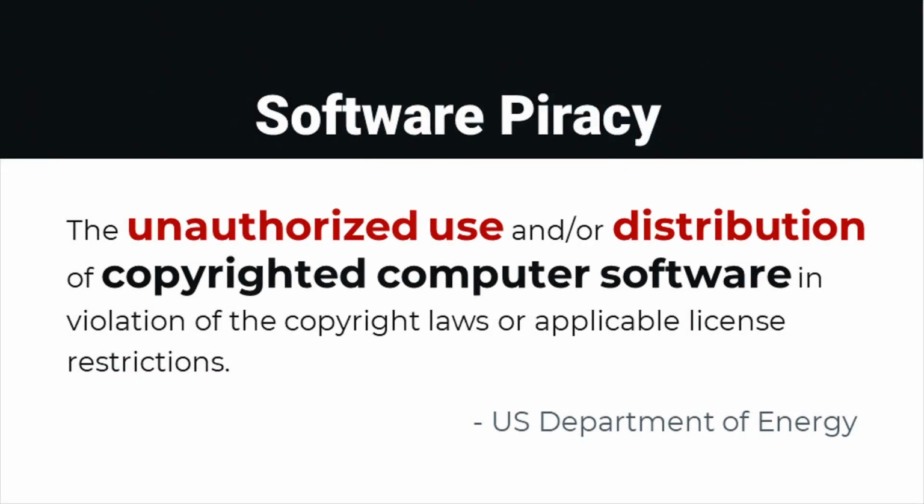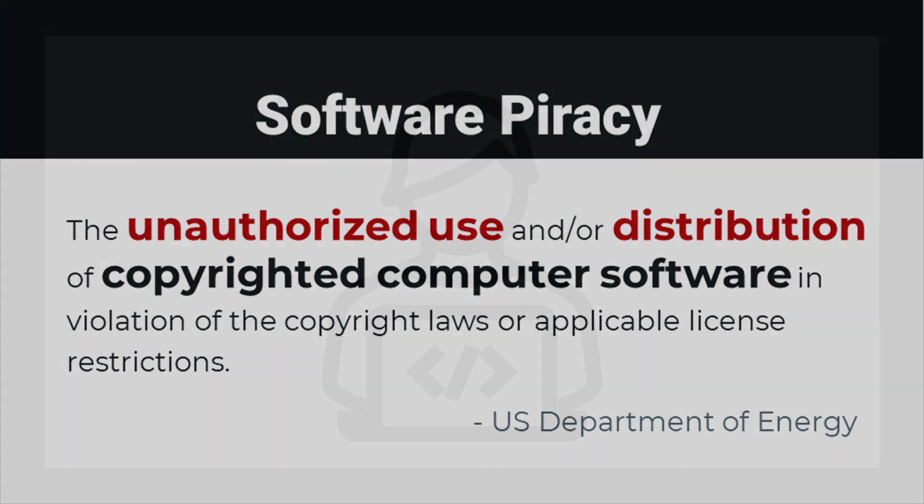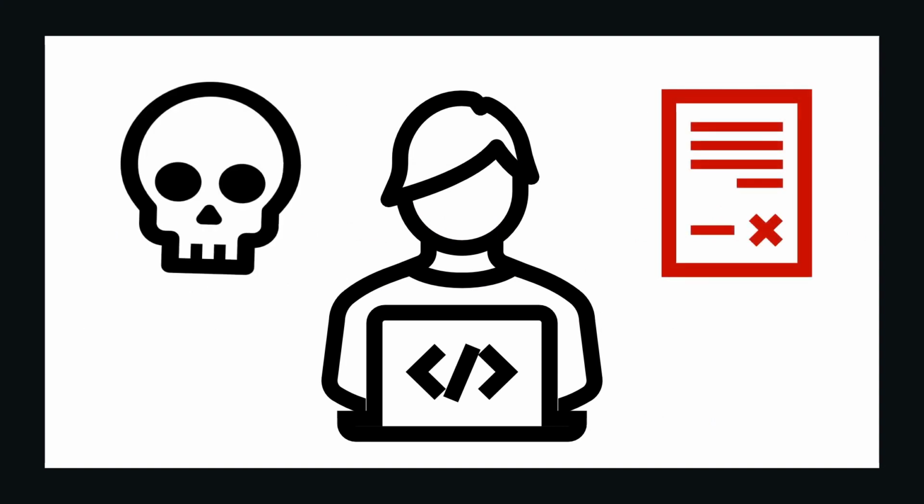Software piracy, according to the U.S. Department of Energy, is the unauthorized use and/or distribution of copyrighted computer software in violation of the copyright laws or applicable license restrictions, meaning when a person uses, copies, or sells a copyrighted software against its license and without permission, he is pirating the software.